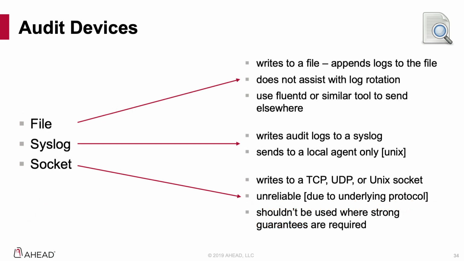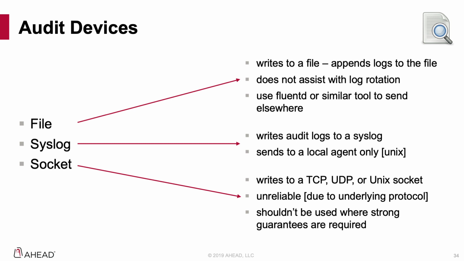So Vault has three different types of audit devices. Files, you can write to a local file. You can use something like FluentD or a similar tool to send those logs somewhere else. Obviously, you have to watch the storage, from an instance perspective, VM perspective, whatever, to make sure you're not filling up the hard drive there.